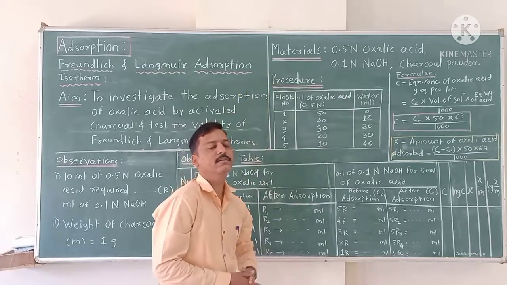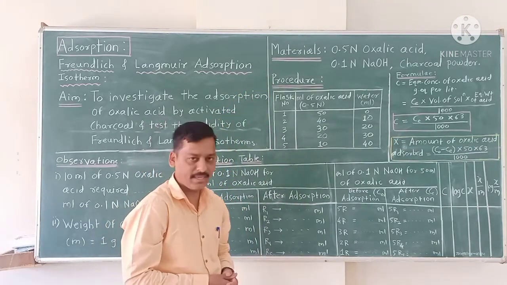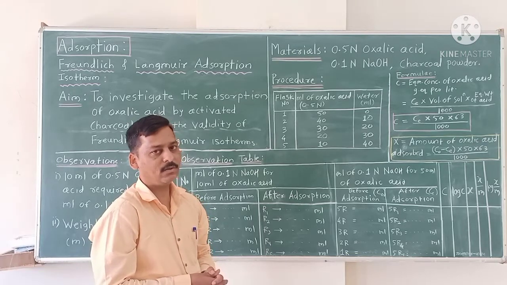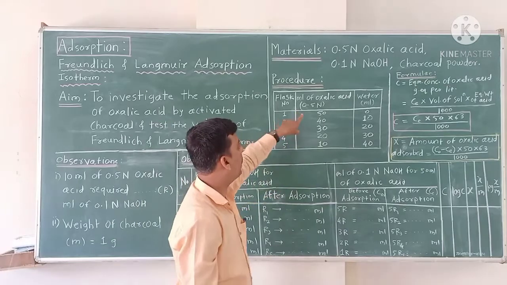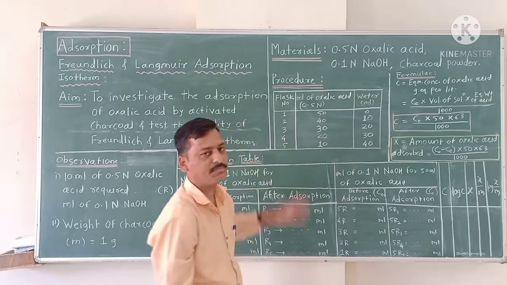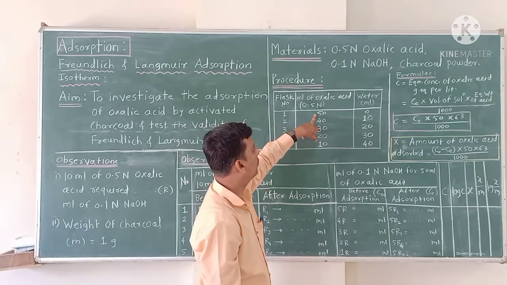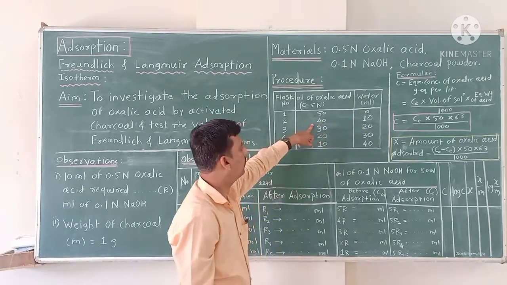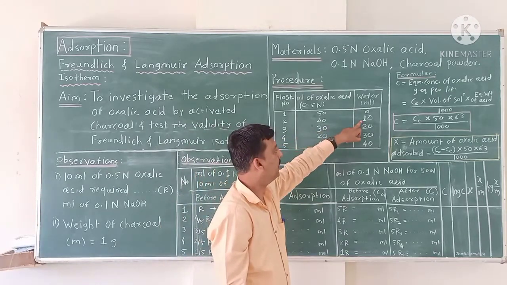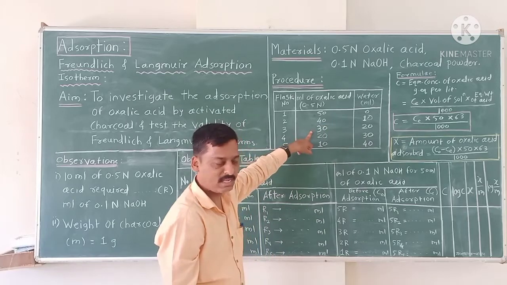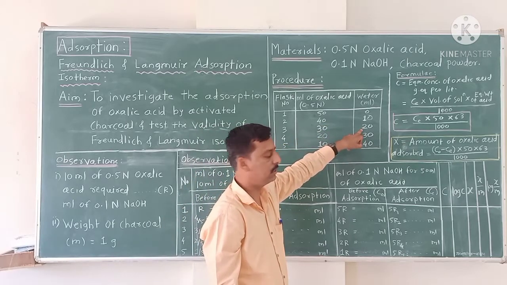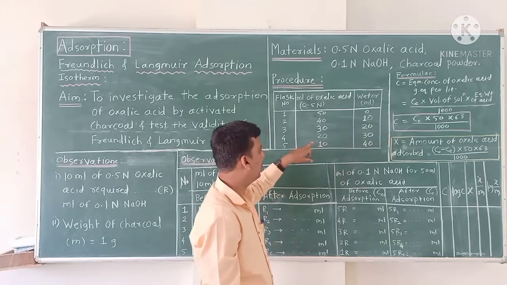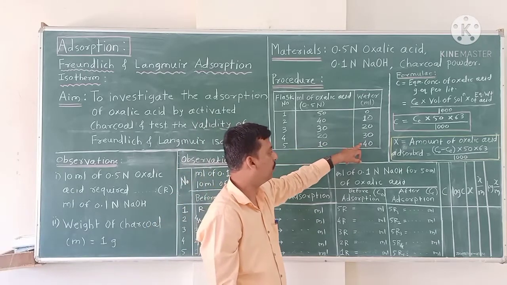In the procedure, we take 1 gram of activated charcoal powder in a beaker, and we prepare conical flasks with different mixtures: 50 ml of oxalic acid with 0 ml of water, then 40 ml of oxalic acid with 10 ml of water, 30 ml of oxalic acid with 20 ml of water, 20 ml of oxalic acid with 30 ml of water, and 10 ml of oxalic acid with 40 ml of water.